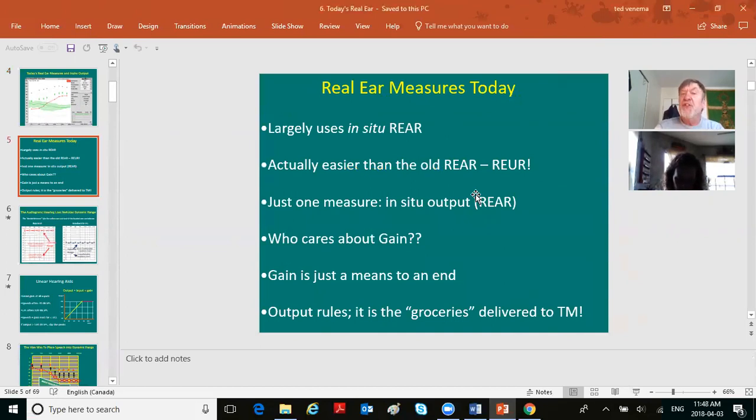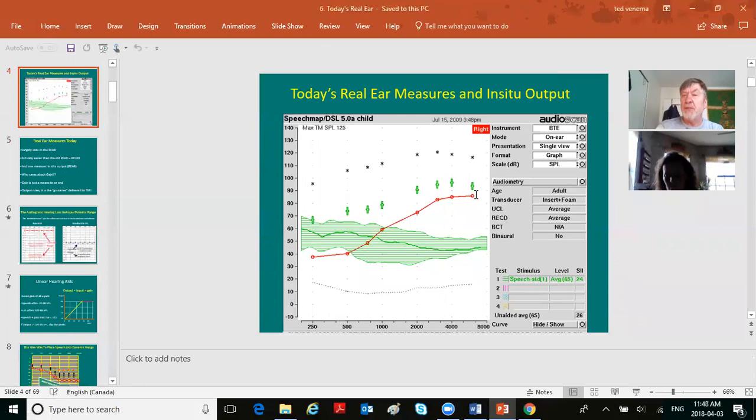Real ear measures today largely use in situ REAR. In situ just means in situation, hearing aid in place. That's all it means. So basically all you're doing is REAR. And you'll do REAR 3 times. You'll do REAR to try and lift this green speech here so that the mean, follow my line right here, so that the mean hugs the targets. That's what you're going to want to do. And that's going to be one of your REARs.